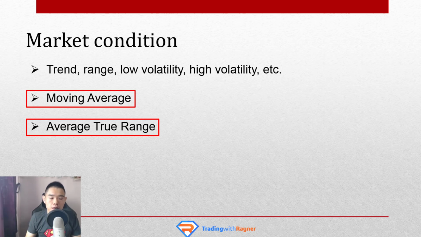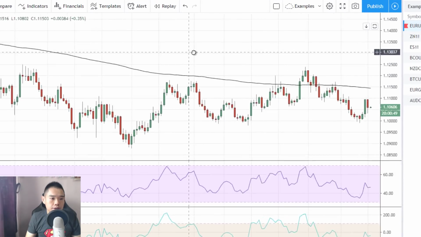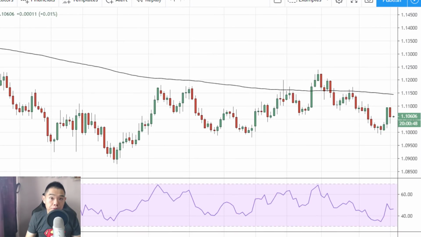So for moving average, you can see over here, this black line is the 200 period moving average. Basically, these indicators measure historical prices. It sums up the historical prices over time. So for example, if prices have been falling, it will calculate the average over the last 200 periods. The 200 period moving average calculates the average over the last 200 periods, and then it plots it out as a line on your chart.